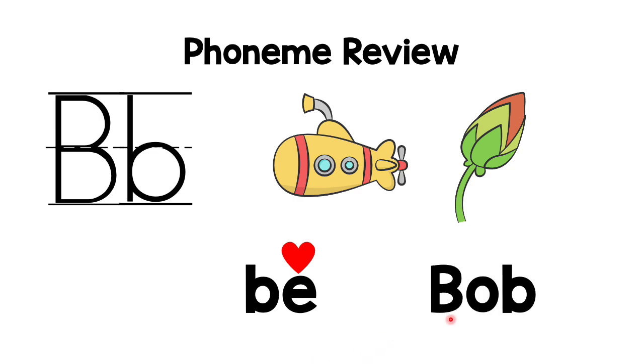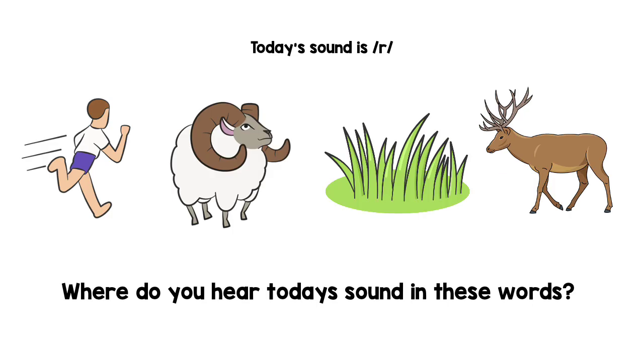Let's decode this word. B-o-b, Bob. Bob is a name of a man. We have a capital B right here because names start with capital letters.